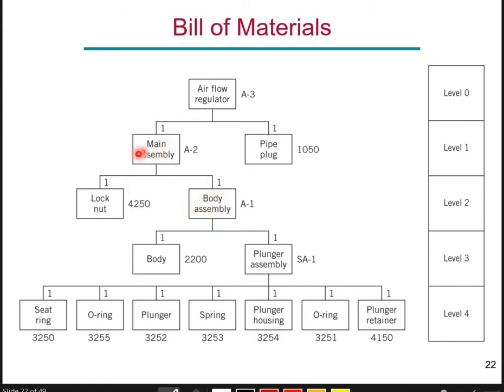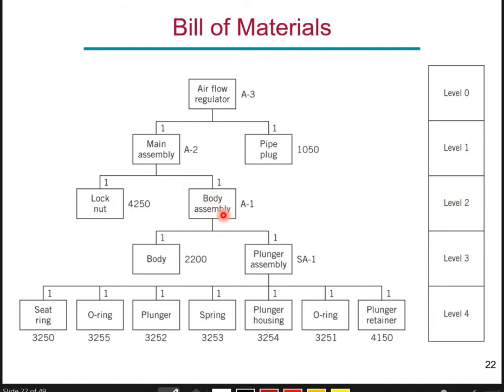So this main assembly is constituted of this lock nut and body assembly. Whereas pipe plug, there is no further assembly for that. We are just buying it, remember. So we are not further dividing it into further components. Okay, so then this is level 2.